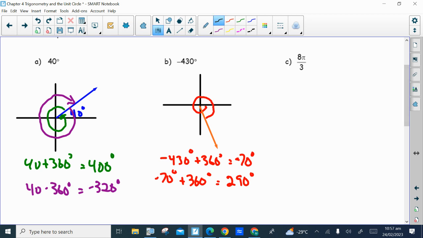The question also asks us to state the quadrant we're in. That's the first quadrant. And you work your way counterclockwise around.